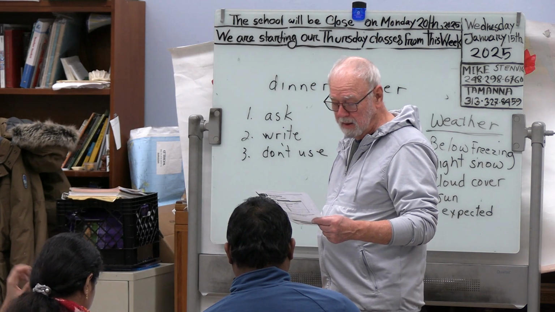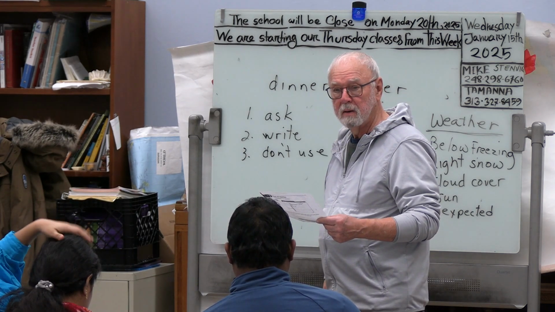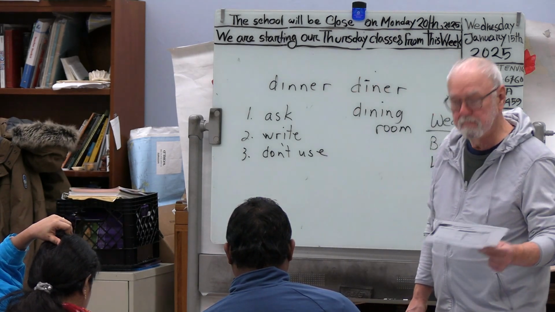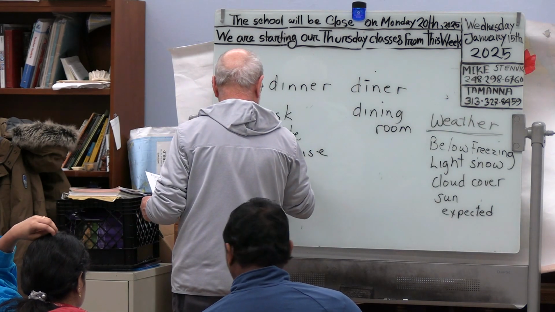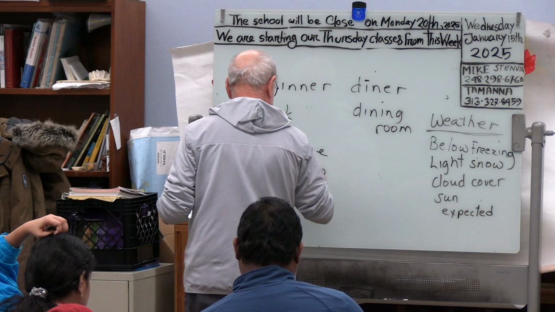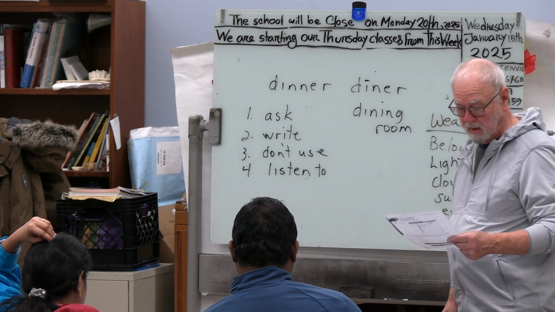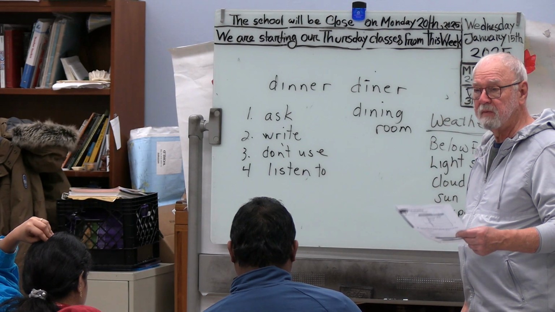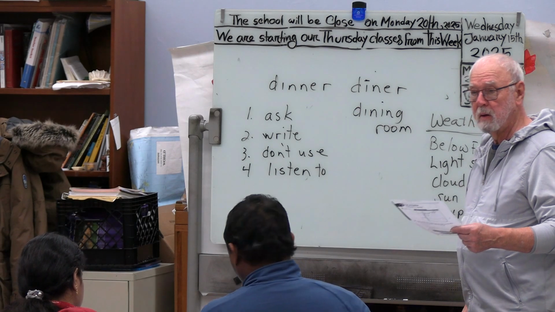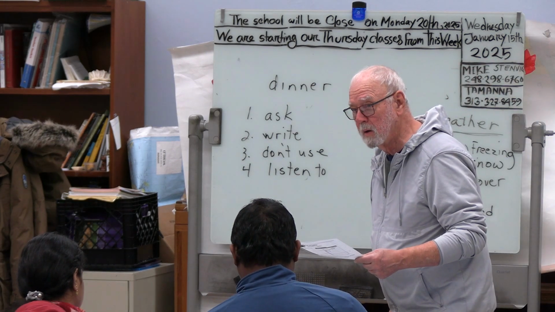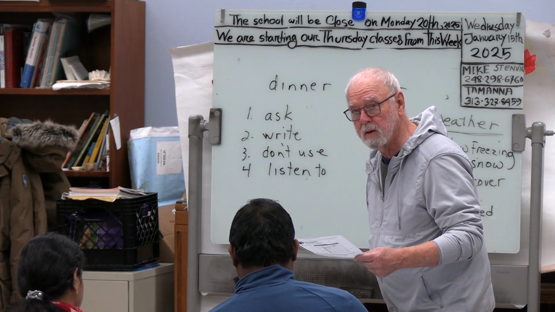Okay, Seema, number 4. Listen to your parents. Okay. Where are we? Number 5. Don't. What goes in front? Don't talk. Don't cook.